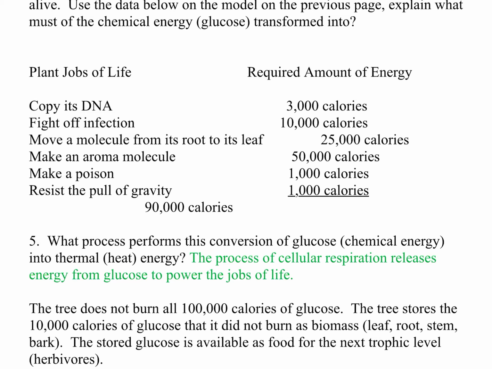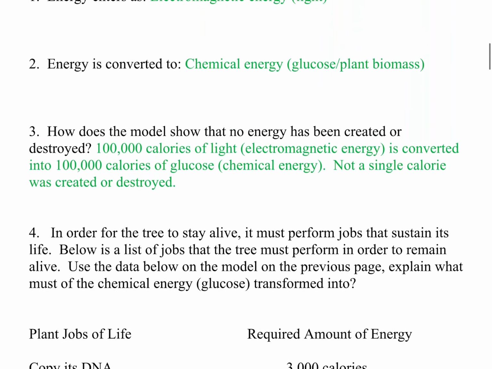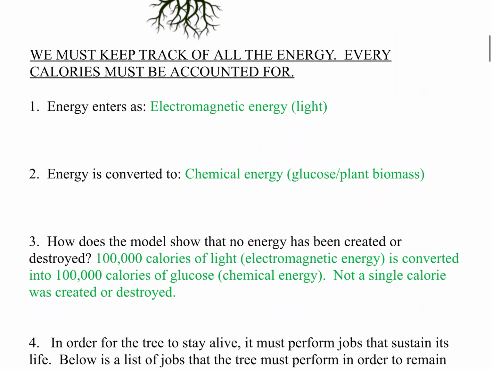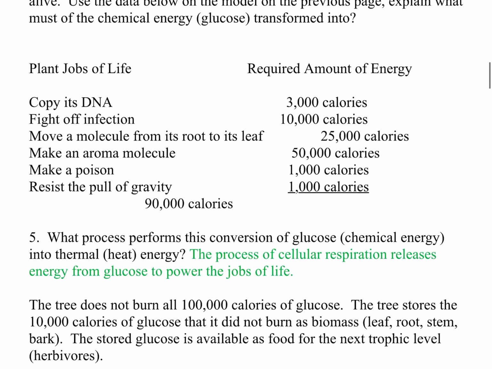It's got to make an aroma molecule. It's got to make a poison. It's got to resist the pull of gravity. All of those jobs of life combined take 90,000 calories of energy to power. So if we go back to our model, that's the 90,000 calories of red glucose that's converted into heat to power those jobs of life.